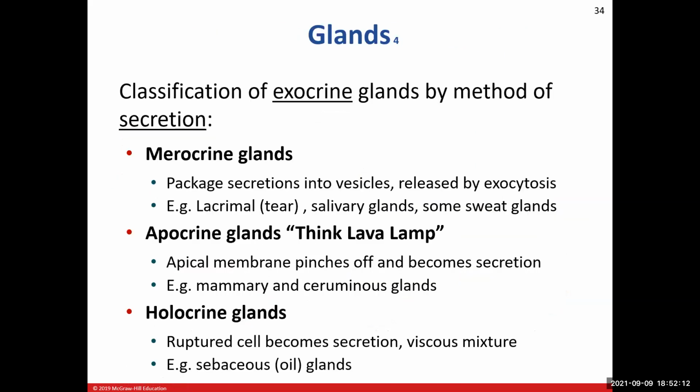So this slide is just basically a quick review. Apocrine glands package their secretions into vesicles, and it releases the contents through exocytosis. With apocrine glands, they're going to pinch off the top part of the apical membrane, and whatever secretions it was making in the apical membrane that got pinched off becomes the secretion. And then the holocrine gland is the cell that just blows up. After it's made its secretion, the whole cell just blows up, and so it's going to be quite thick.